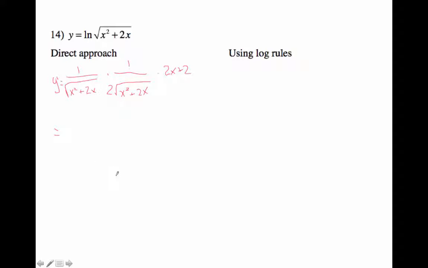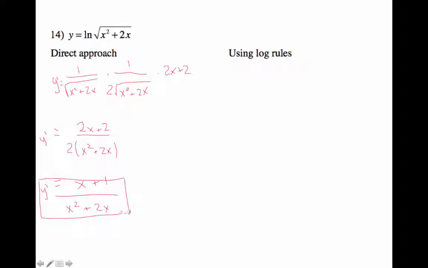Okay, so let's clean it up. It actually cleans up rather nicely. The numerator becomes 2x plus 2. In the denominator, you've got a 2. And when you multiply things out, you've got a root times a root. They're the same radicand, so you can just drop the root. And you can get even fancier and divide out the 2 everywhere, and you get x plus 1 over x squared plus 2x. I think that would be the most simplified version of this derivative.